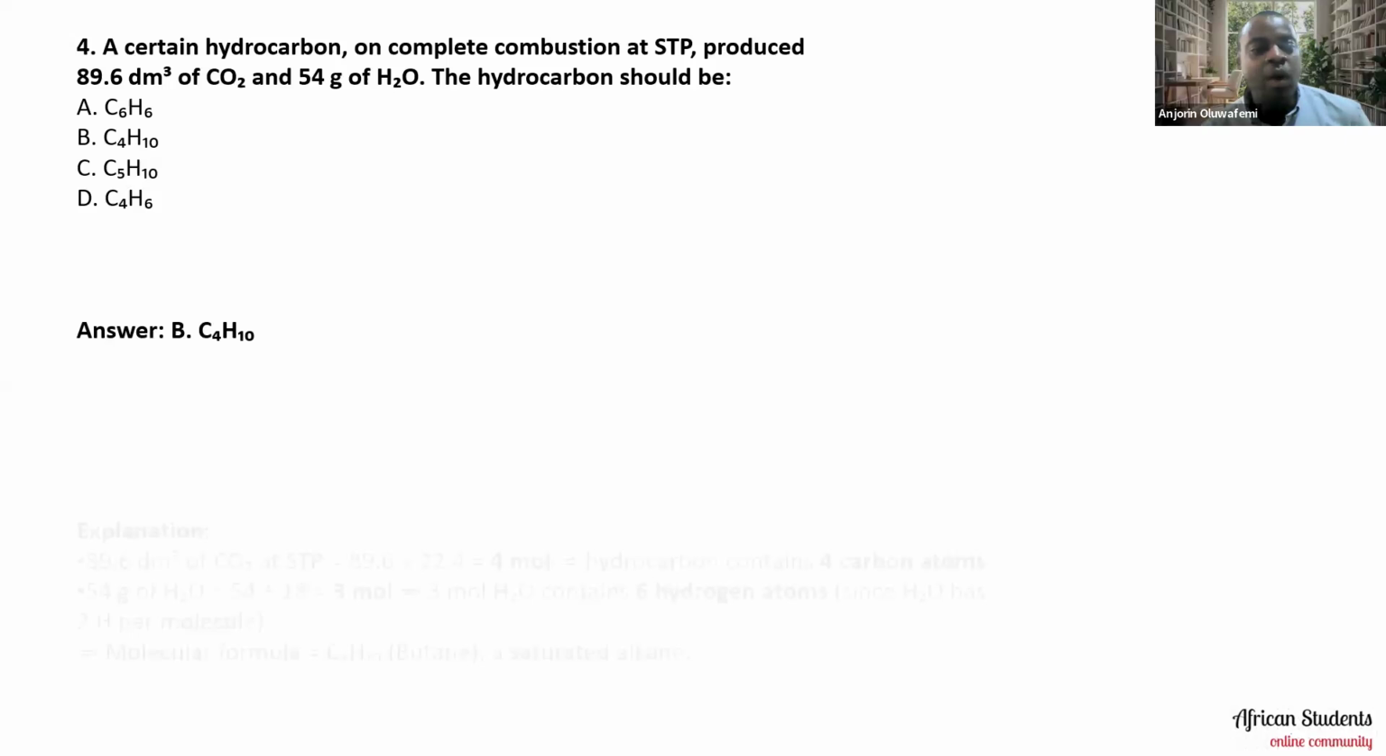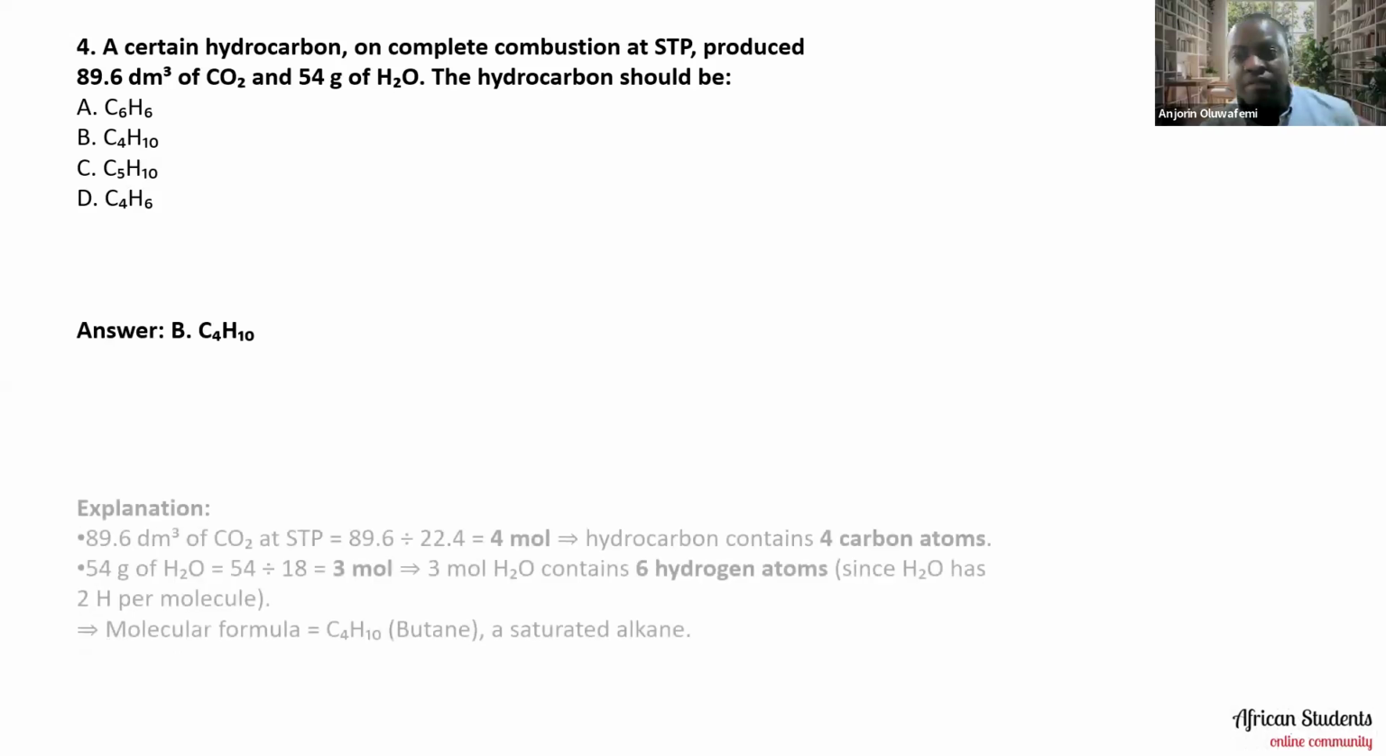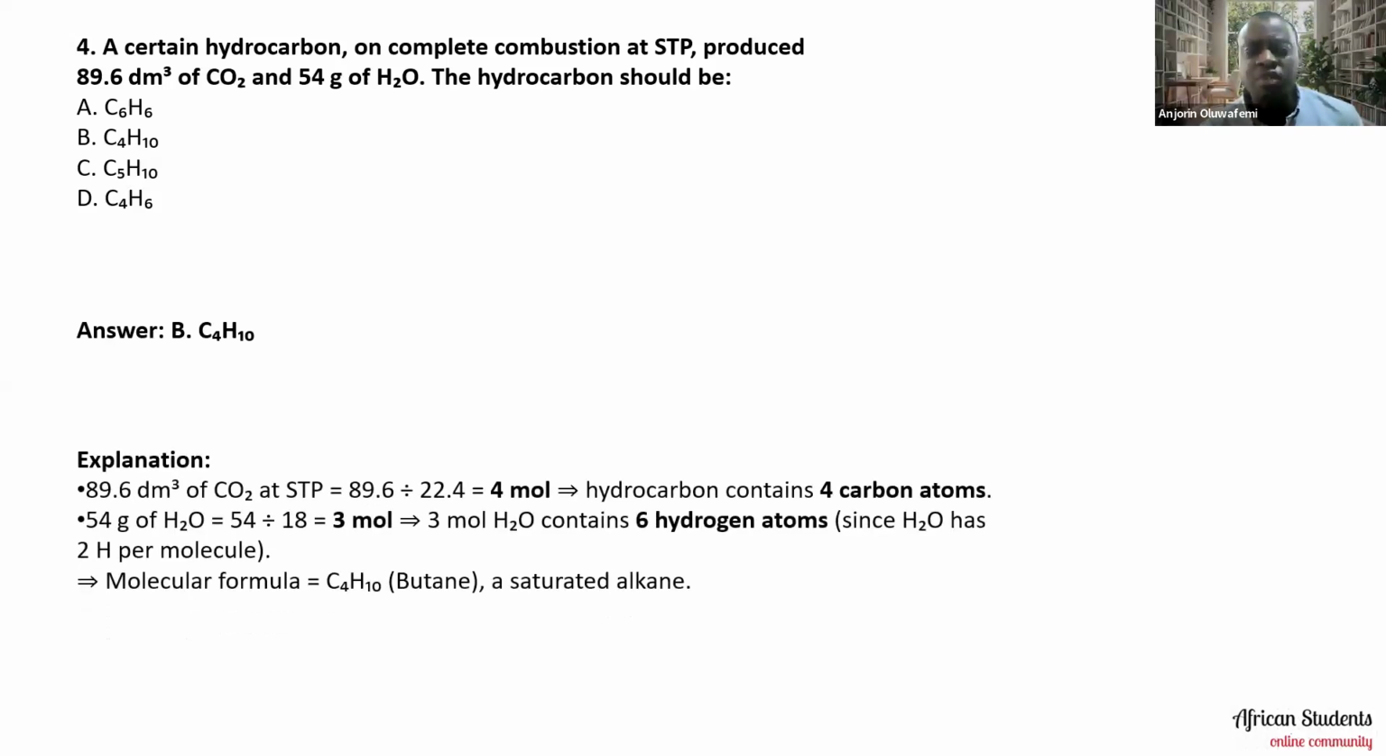Now, how did we arrive at this? 89.6 dm cube of CO2 at STP equals 89.6 divided by 22.4. How did we get 22.4? 22.4 is just the molar volume at STP, 22.4 dm cube. So what we have there is 4 mole. It connotes that the hydrocarbon contains 4 carbon atoms.